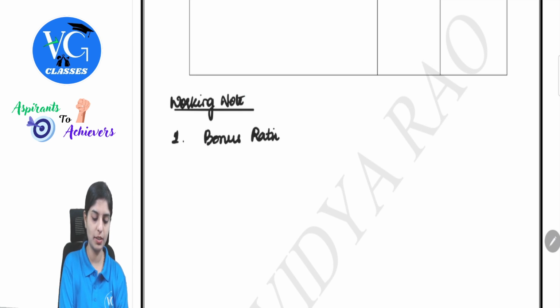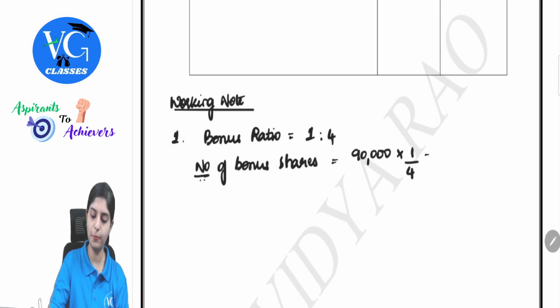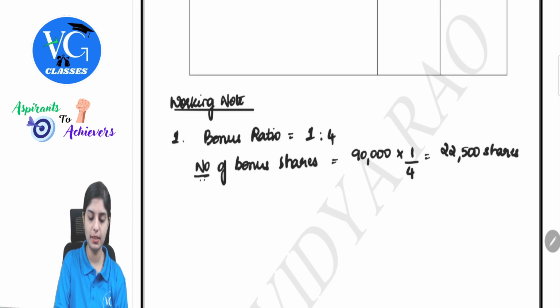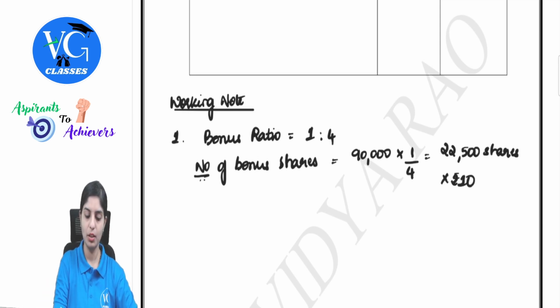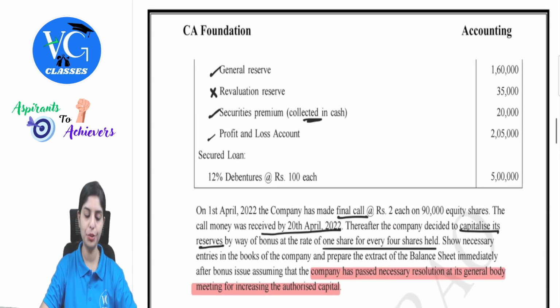Bonus ratio is 1:4. Number of bonus shares, same like how we found out earlier. So totally there are 90,000 shares into 1/4. So this will be 22,500 shares. Face value is 10 rupees. So requirement here is 2,25,000. Now this 2,25,000, what balances are available to utilize?